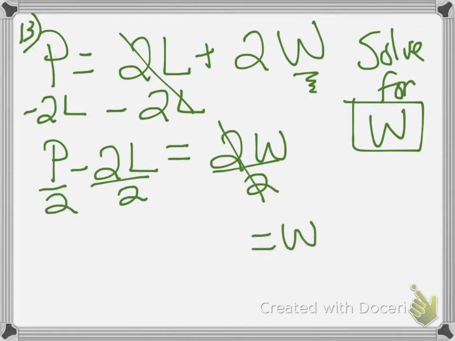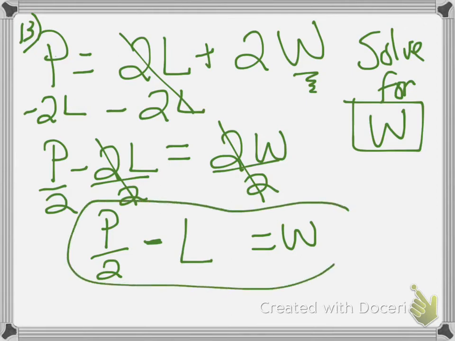And that's good because that's what we want. Over here, P over 2, nothing's going to happen there because P and 2 do not divide. But here we have 2L divided by 2. Those can cancel out, so we're going to end up subtracting just a plain L. All right, we have W by itself. That's what they've asked for, and so that is our final answer.